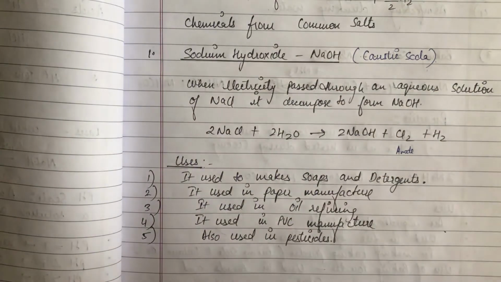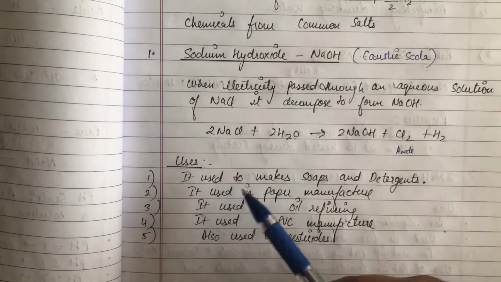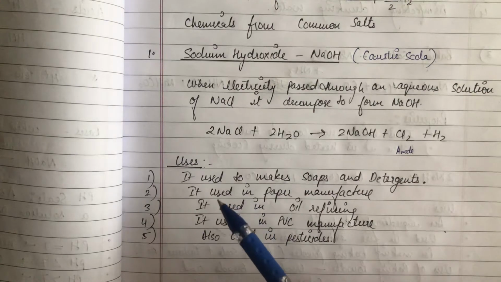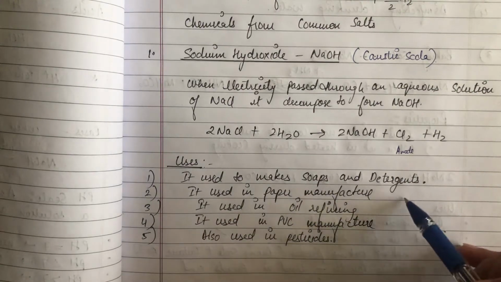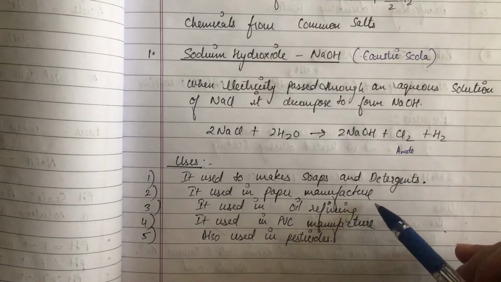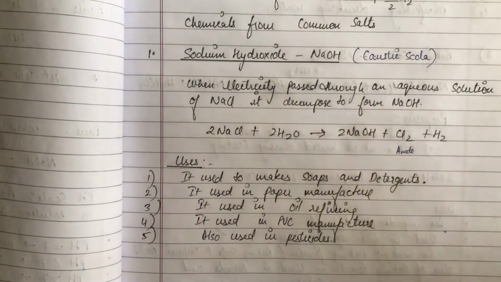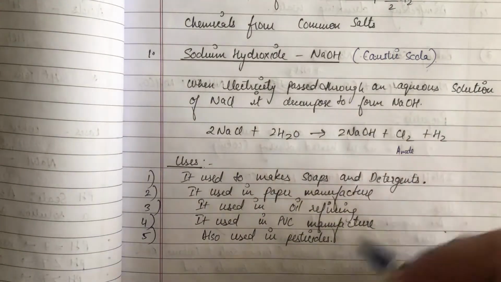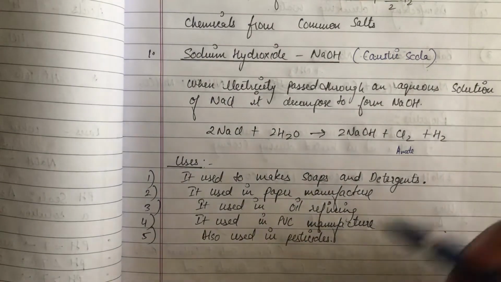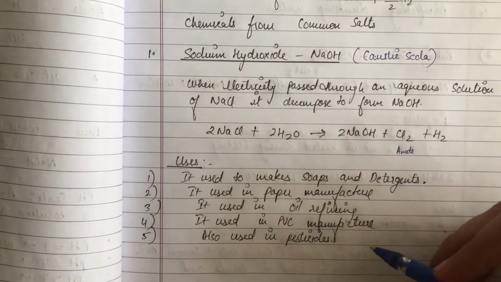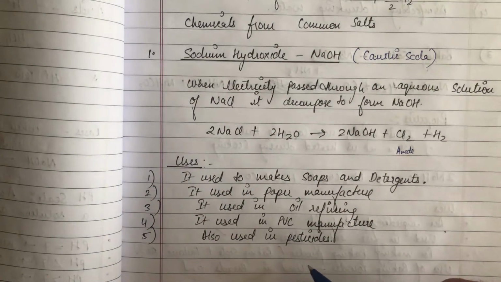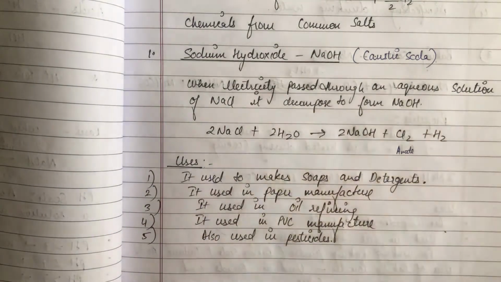Now the uses of sodium hydroxide, that is caustic soda. It is used to make soaps and detergents. It is used in paper manufacturing industries. It is used in oil refining, like crude oil, petroleum, diesel. It is used in PVC manufacture, like PVC pipes. It is also used in pesticides for irrigation purposes, like in farming where we use fertilizers and pesticides.